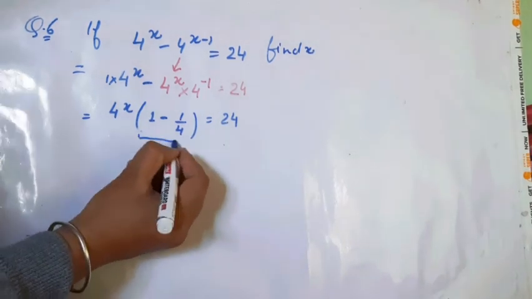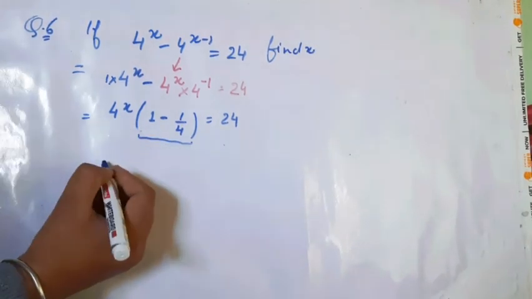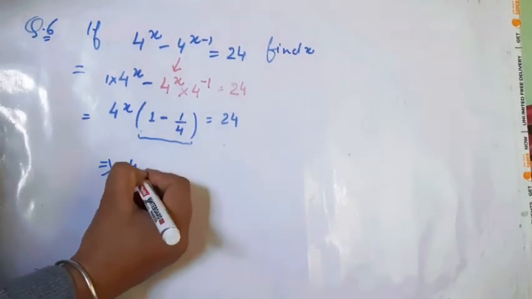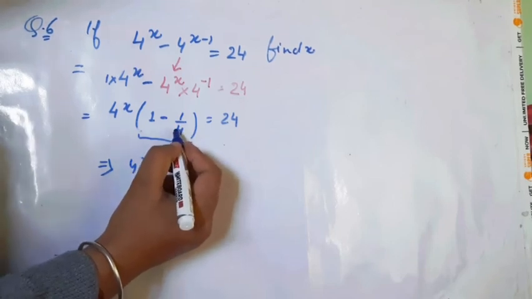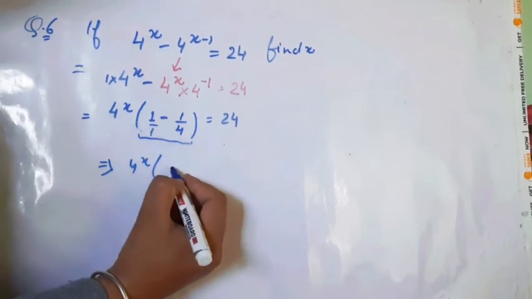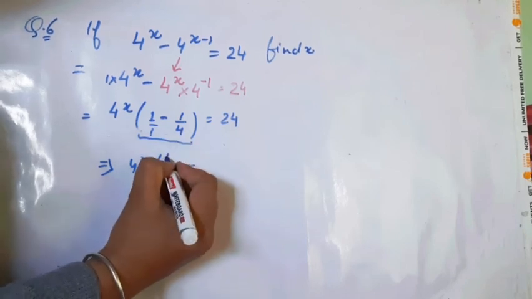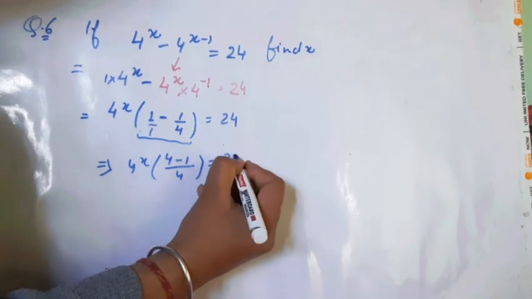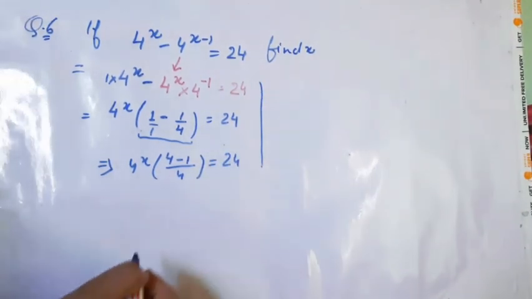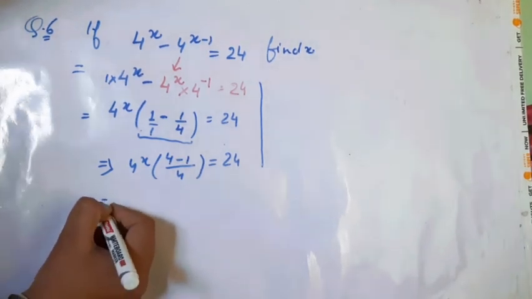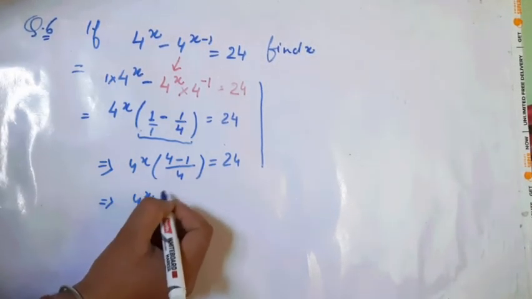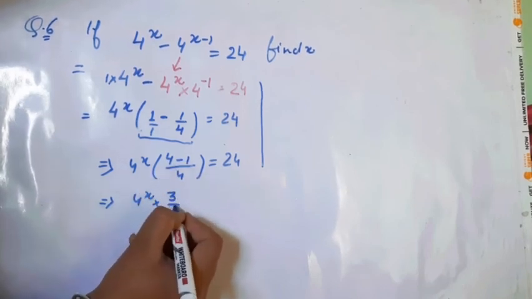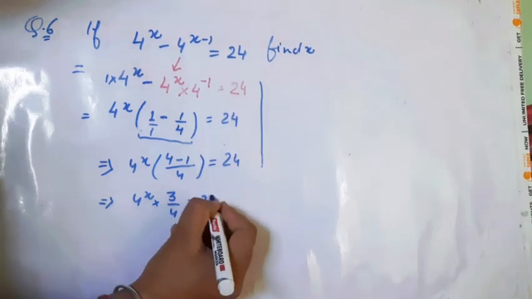Now simplify inside the brackets. You cannot multiply them because its power is unknown. So this implies that 4 raised to power x multiplied by, take LCM will be 4, and 4 1s are 4 minus 1 1s are 1, equals to 24. Then simplify it more. This will be equals to 4 raised to power x multiplied by here 4 minus 1, 3 upon 4 equals to 24.